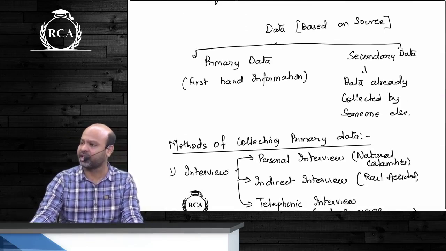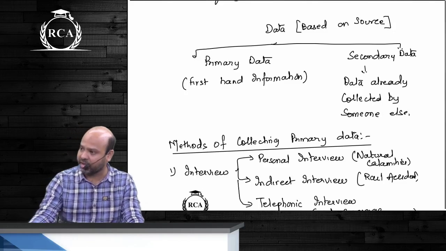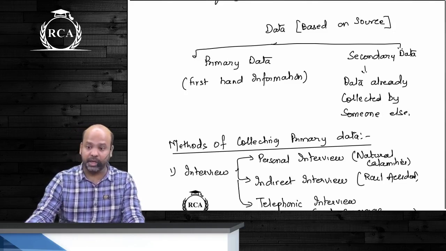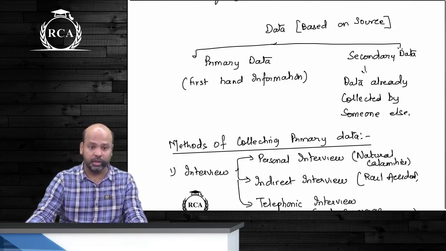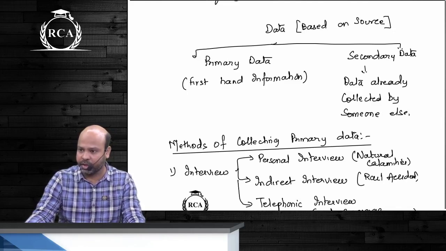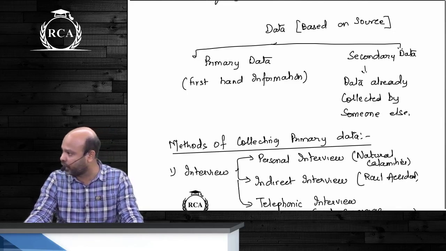After that, we moved on to dividing data into primary data and secondary data. Primary data is first hand information collected. Secondary data is using data which is already collected. For methods of collecting primary data, we have interview method, observation method, mailed questionnaire method. Questionnaire is filled and sent by enumerators. Under interview method, we have personal interview, indirect interview, and telephonic interview.